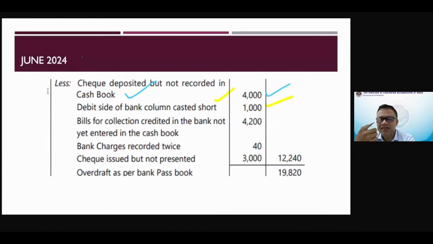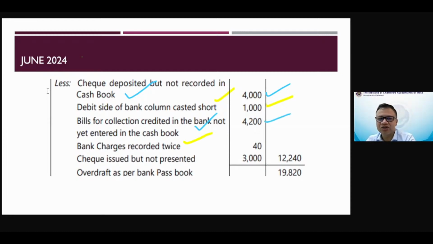Now, which is debit side, which was cashed short, is like a bank receipt, you know, it is cashed short, and that 1,000 which is there has to be deducted because it is taking excess as a deduction. And bills for collection credited in the bank but not entered in the cash book. So known to bank as a bank receipt. It's bills for collection, known to bank as a bank receipt. So your equation is saying minus the bank receipt. So you are deducting it.